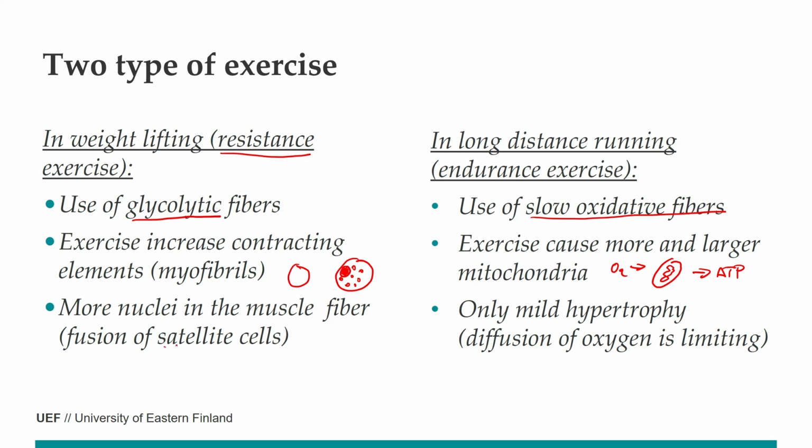with the satellite cells. But if we have a larger cell and there is a blood vessel, if the cell is very large, then it is very difficult to deliver the oxygen by diffusion in a very large cell. So that's why in these endurance exercises, there is no hypertrophy. Because otherwise it would be hypoxic.